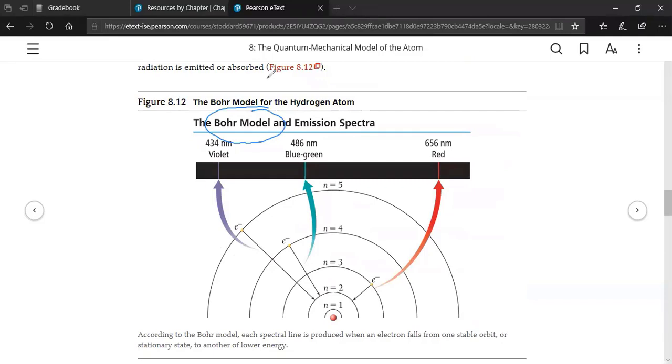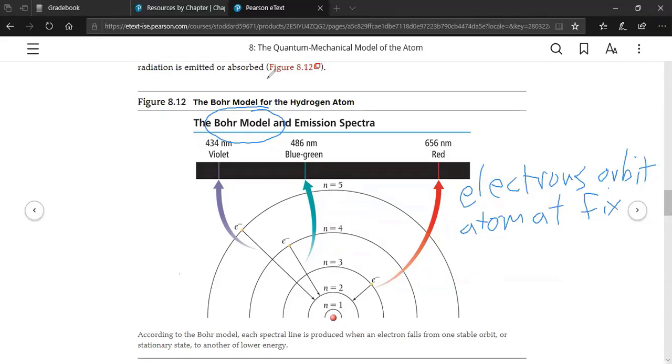Bohr model. So the Bohr model of the atom says that electrons orbit the atom at certain fixed energies, which means also certain fixed radii, certain distances from the nucleus.